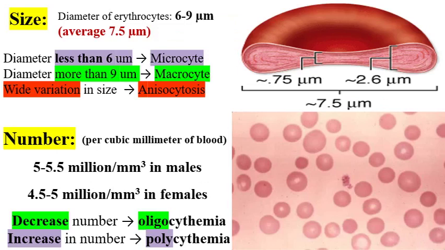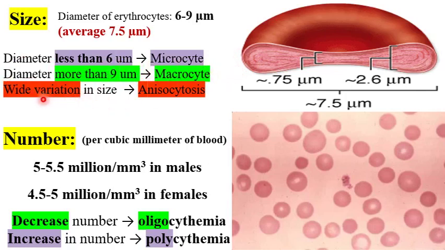Size of RBCs. RBC diameter is about 6 to 9 micrometers, with an average of 7.5 micrometers. If the RBC's diameter is less than 6 micrometers, it is called a microcyte, which means small cell. If the diameter is more than 9 micrometers, it is called a macrocyte, which means large cell.